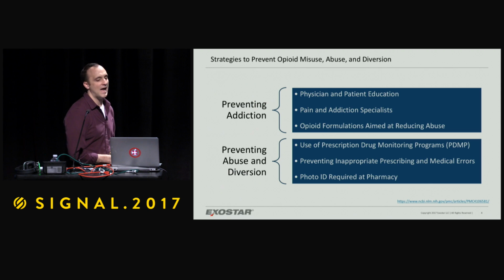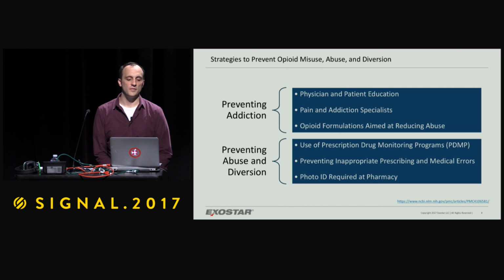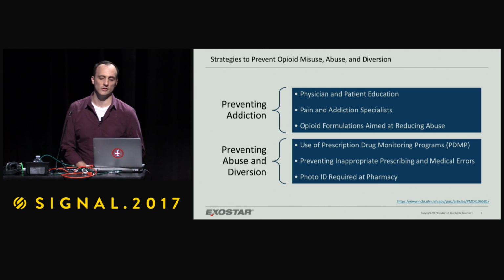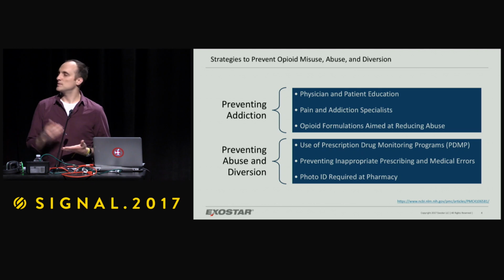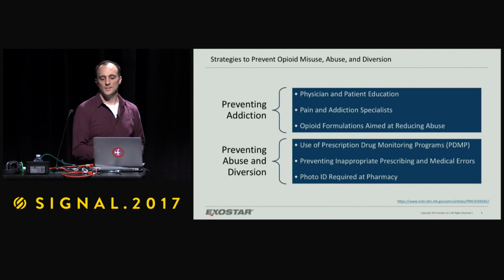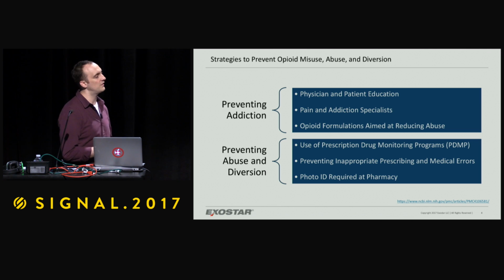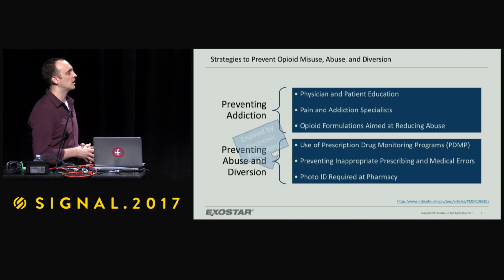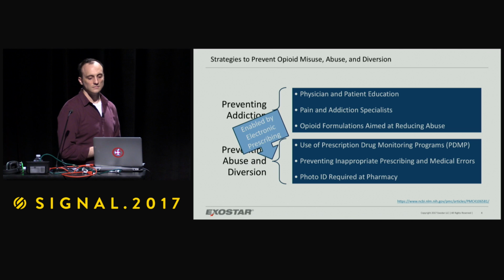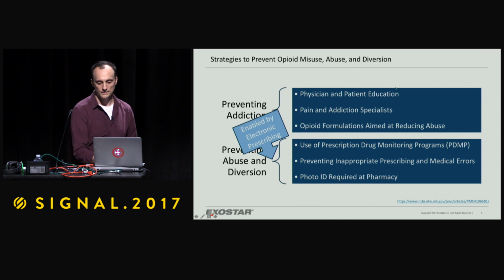There are two plans of attack when it comes to how the US government and the industry are attacking the opioid abuse problem: preventing addiction, and preventing abuse and diversion, like I mentioned earlier. The top three mechanisms on the slide are the ways we are addressing the addiction issue. We're doing things like better educating our patients and expanding medication-assisted treatments like methadone or naloxone. When it comes to preventing abuse and diversion, this is where electronic prescribing really can take part. One of the main things that electronic prescribing enables, in addition to strong authentication, is the prescription drug monitoring programs, or PDMPs.